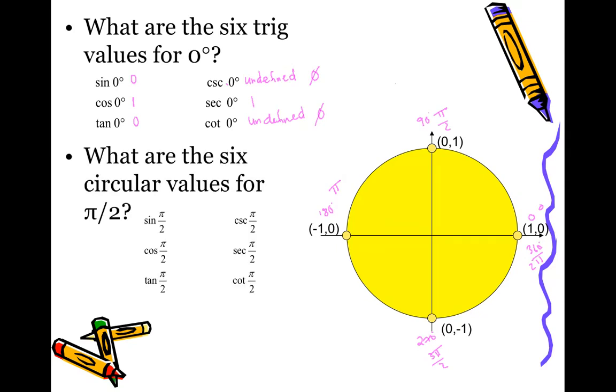What about pi over 2, right? That's 90 degrees. It's the same thing. That's this up here. The sine is going to be 1. The cosine is going to be 0. The tangent is going to be sine over cosine. Well, what's 1 divided by 0? Undefined, or the empty set. Well, the cosecant, the reciprocal of 1 is 1. The reciprocal of 0 is undefined. Cotangent, right? So now you're doing cosine over sine. Oh, that's 0.